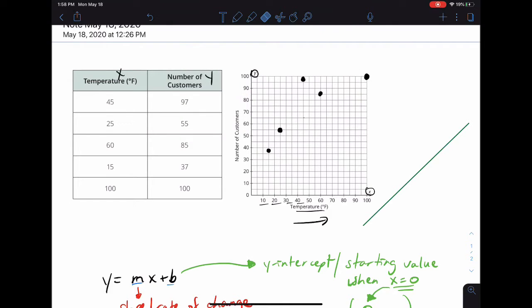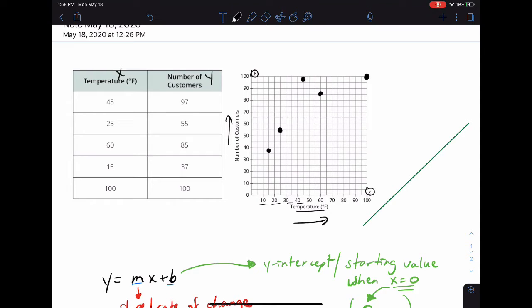Okay. Now, are they moving up or down as they're going to the right? Well, you can see the customers are starting up there, goes a little bit down, but then it goes back up. So for the most part, number of customers is also going up. Okay. So as the temperature is increasing, the number of customers is increasing. It's got a positive correlation. They're positively correlated.